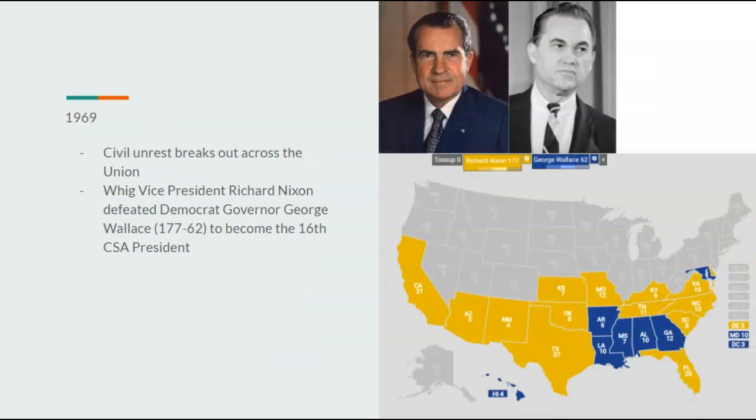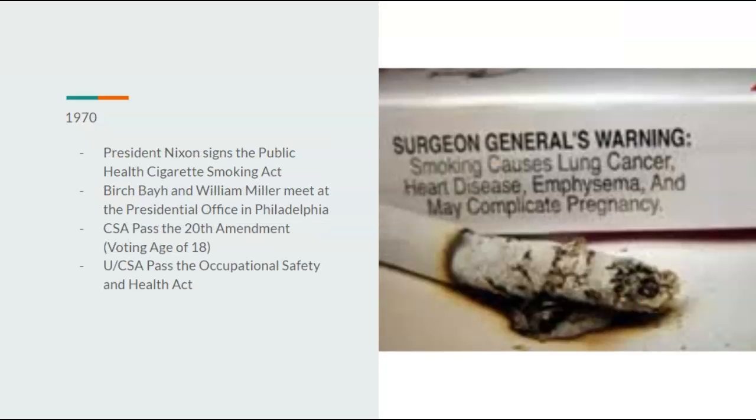In 1969, civil unrest breaks out across the Union. It's the poor man versus the rich man. Who's going to win? Also, the 1969 Confederate election: Whig Vice President Richard Nixon, the two-time Vice President, who was Eisenhower's first Vice President and then took Martin Luther King's place, defeats Governor George Wallace, who supports the race riots. He's like, yeah, back to segregation. No, that's not how that works. The Confederacy's become progressive. Nixon beats him 177-62 to become the 16th President of the CSA.